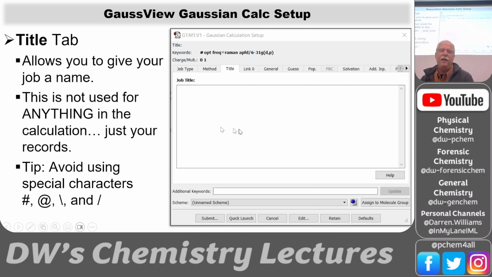Then we have the title tab. That's where you put your name in and whatever lab you're doing, 4448 or whatever it is you want to put in the title section. It's totally up to you, but I would avoid using these special characters because these characters are used elsewhere in the output file.